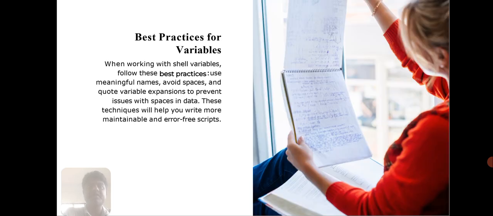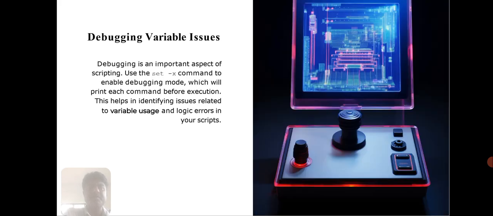For best practices with shell variables, use meaningful names and avoid spaces, and quote variable expansions to prevent issues with spaces in data. These techniques will help you write more maintainable and error-free scripts. For debugging variable issues, use the set -x command to enable debugging mode, which prints each command before execution. This helps identify issues related to variable usage and logical errors in your script.